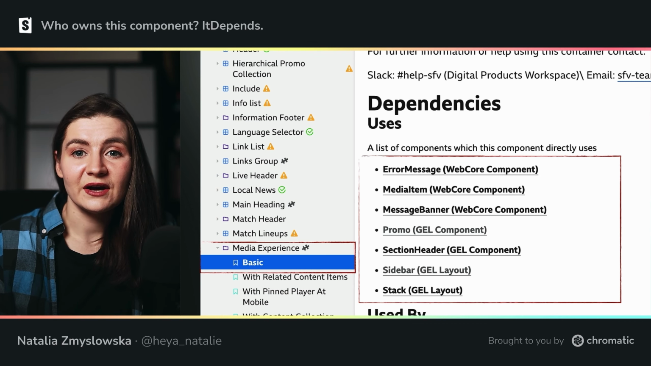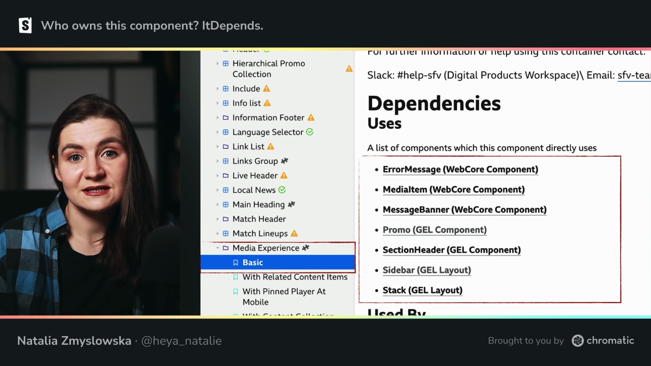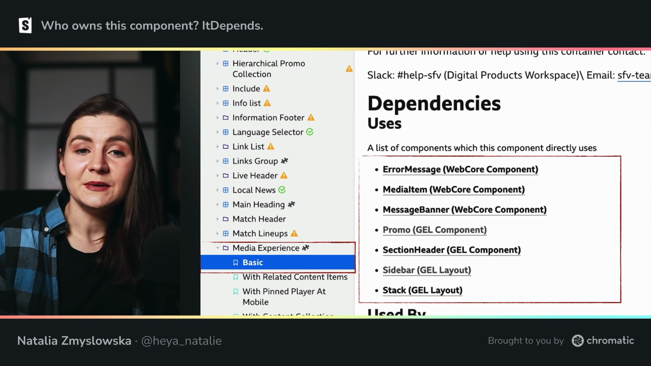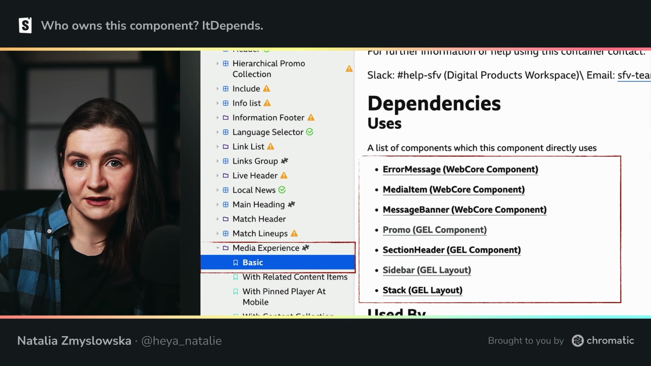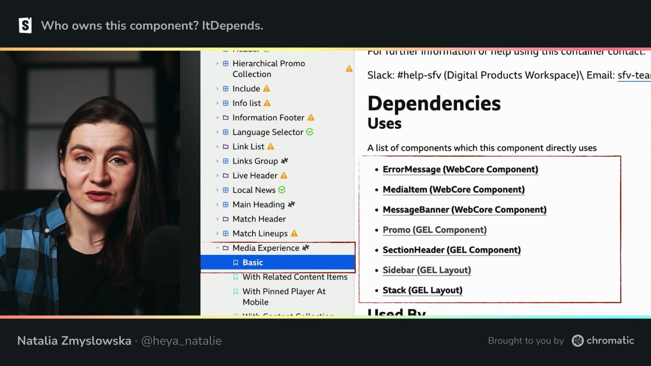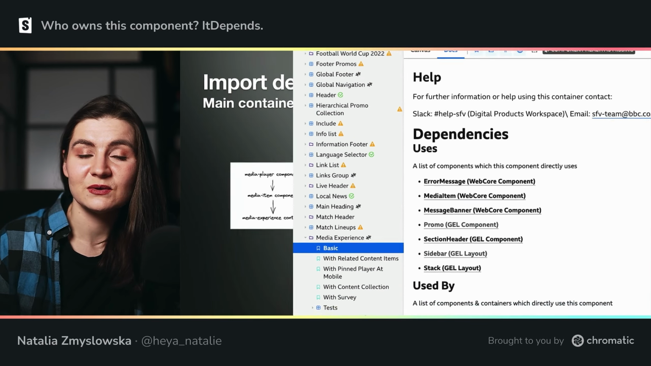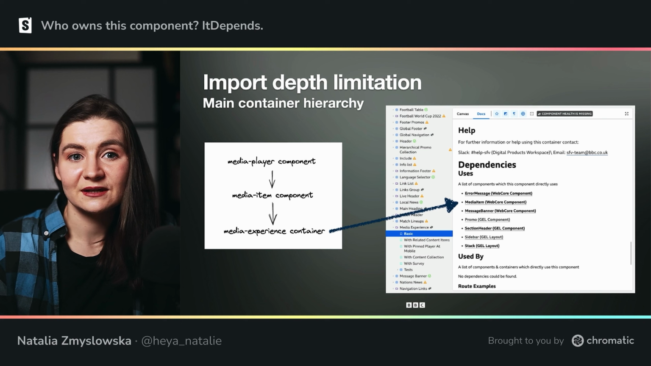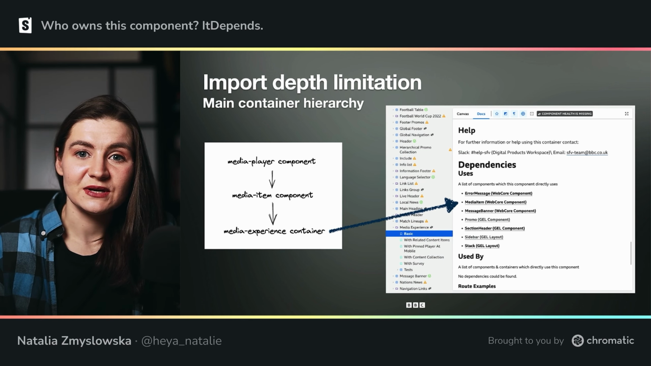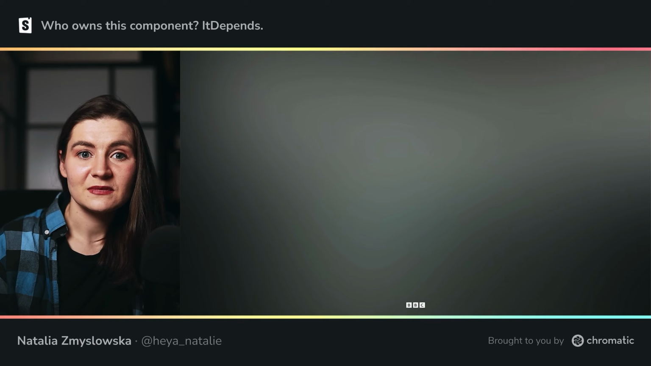It's because the hierarchy for that container is as follows. The media player component is used inside the media item component, which means it's not directly exposed to the media experience container. That means a user needs to click through to the media item component using the link in the users section, where the media player will then appear in the users list.